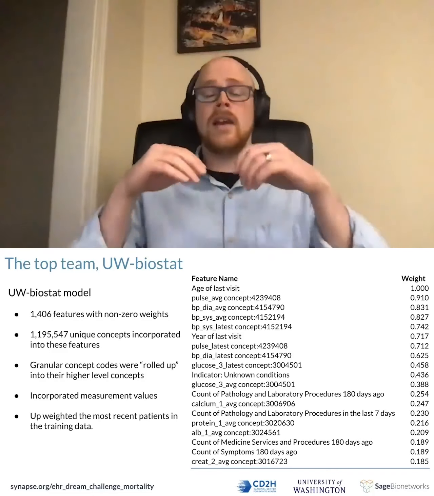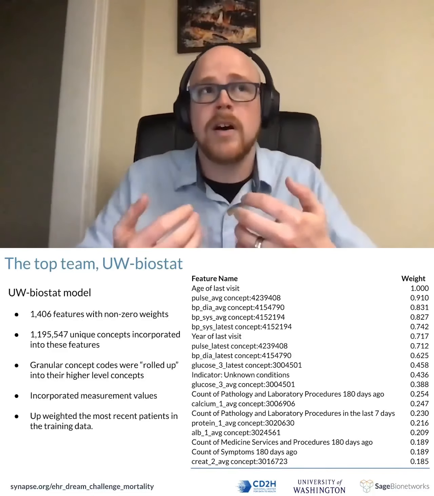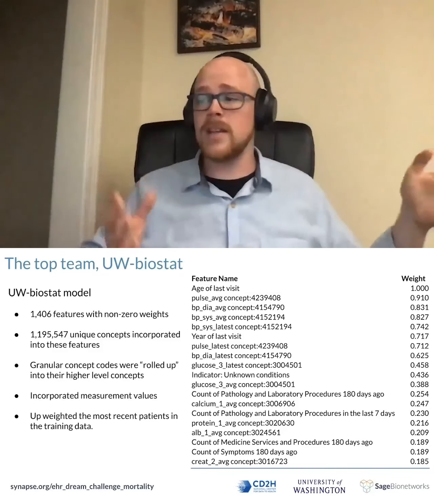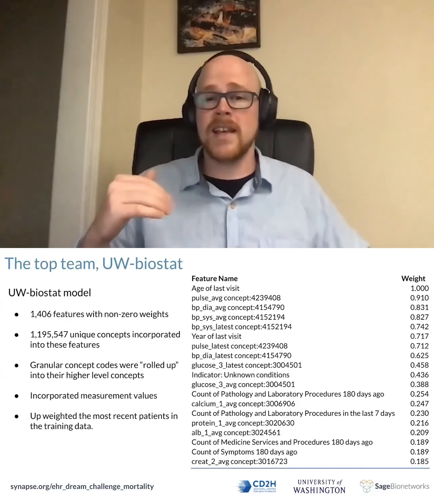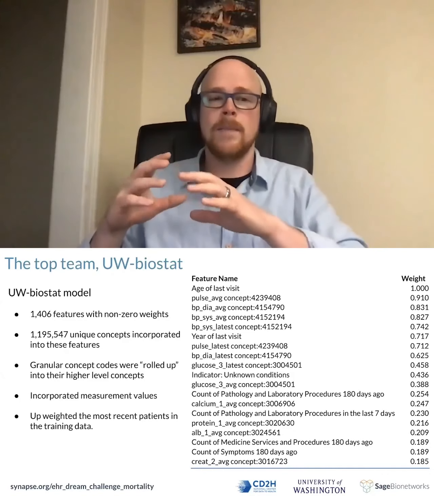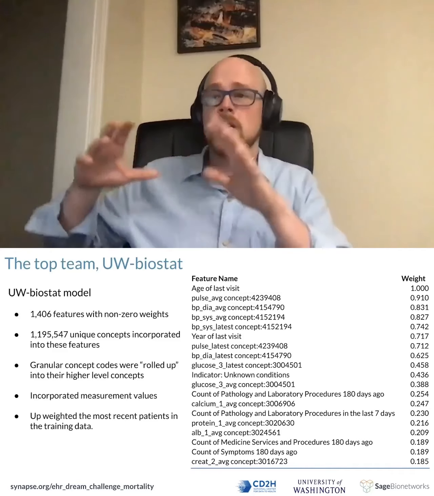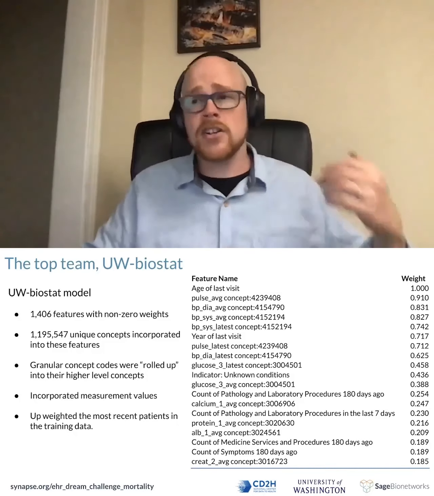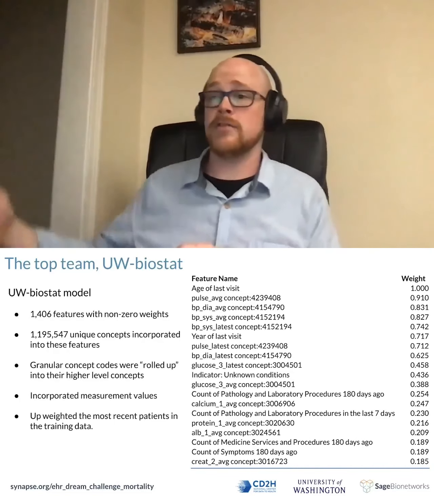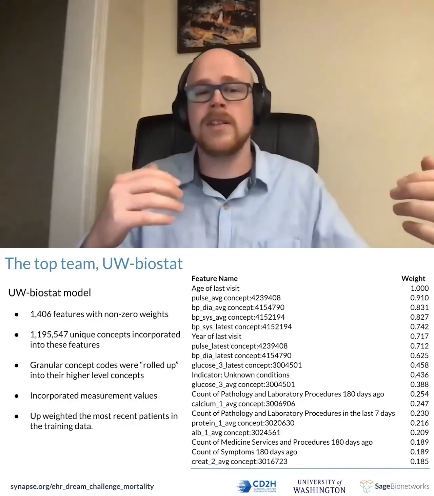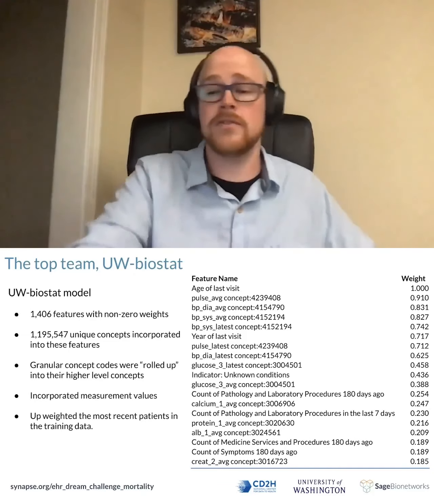And they had an interesting way of training their model. So rather than taking all the historic data we made available to them, they upweighted the more recent patients in the data set to make their model more fit to the more recent data. EHR data can change a lot over time. There's a lot of concept drift that can happen. And so doing so seemed to make their model more robust to future change. So between incorporating over 1 million features and upweighting more recent patients, they were able to generalize better to future data sets.